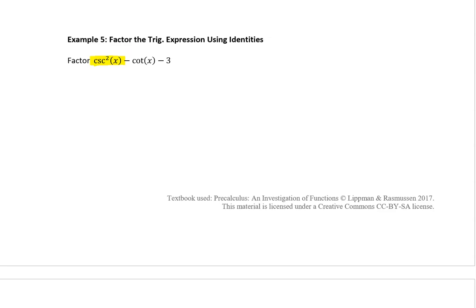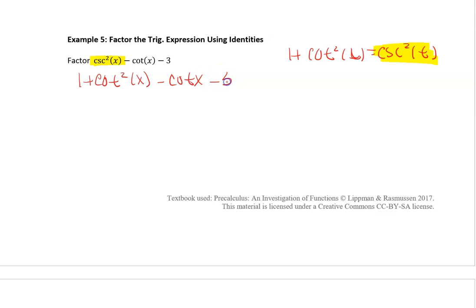When I look for that identity, that tells me that 1 plus cotangent squared of t is equal to cosecant squared of t. And that's good news that it relates my cotangent, because I can see I have a cotangent here. So I'm going to make that substitution for cosecant, and I'm going to plug it in back over here. So that would give me 1 plus cotangent squared x minus cotangent x minus 3.